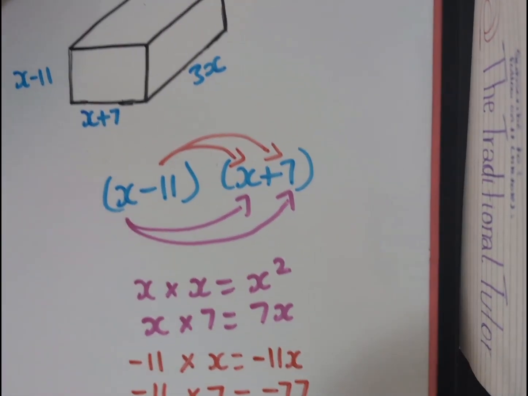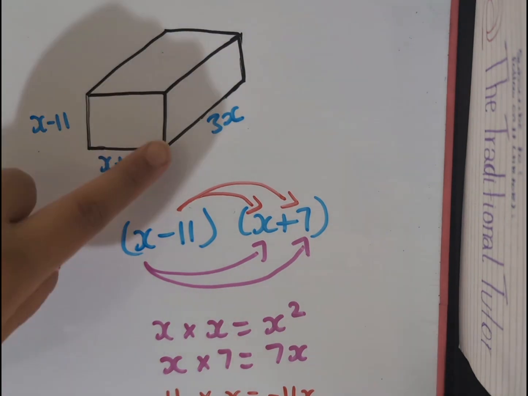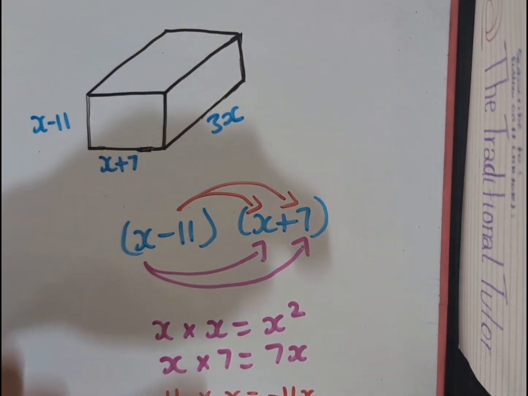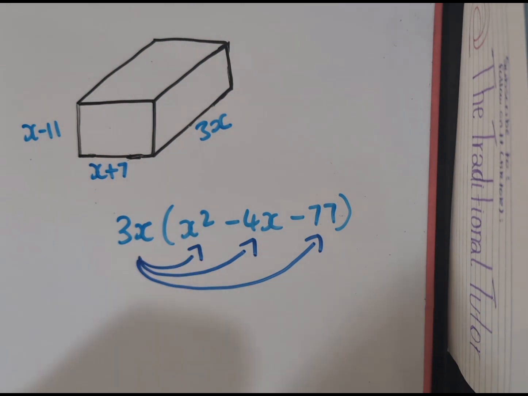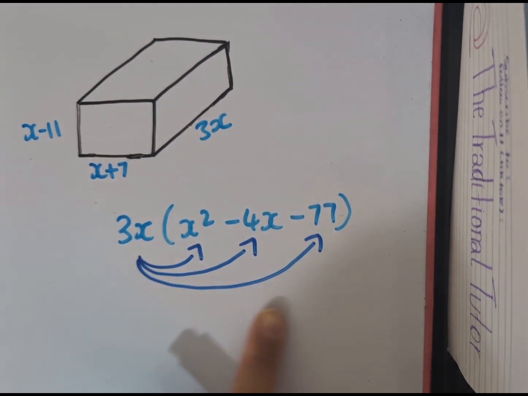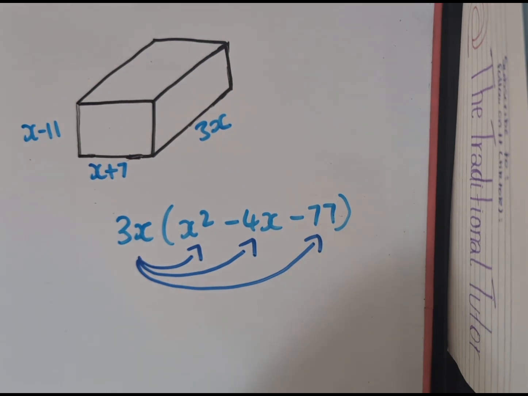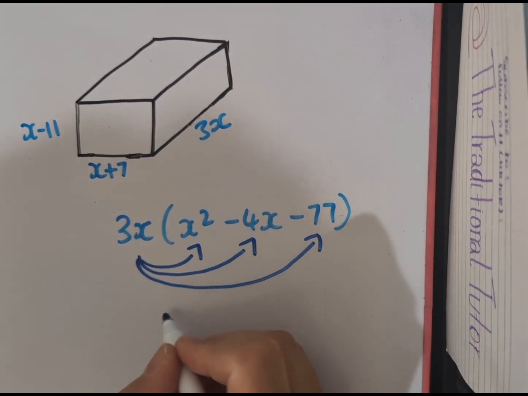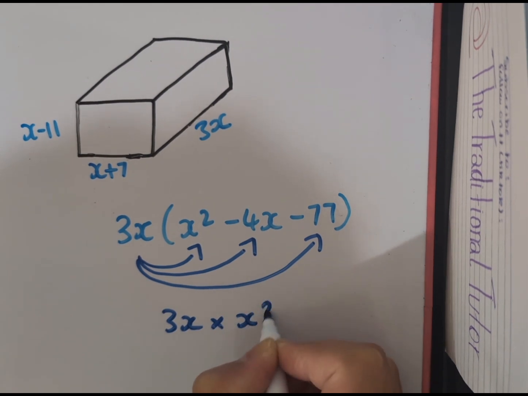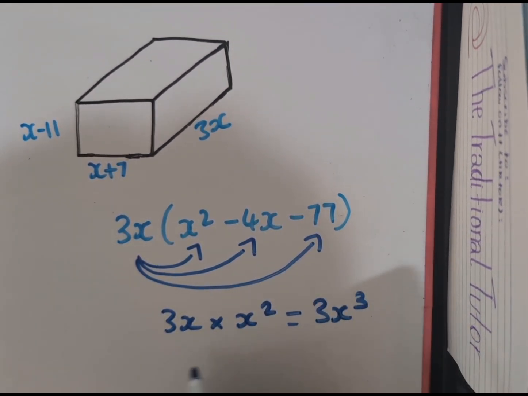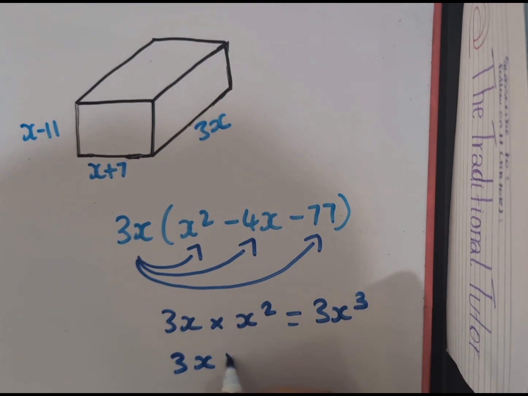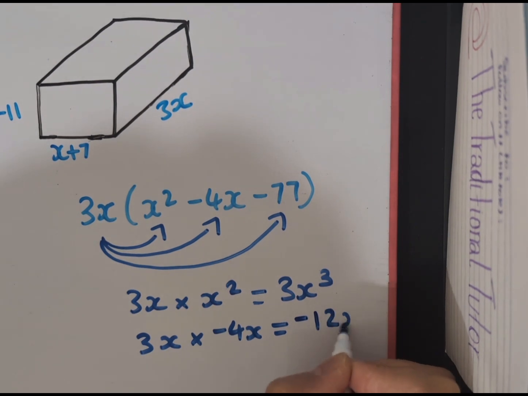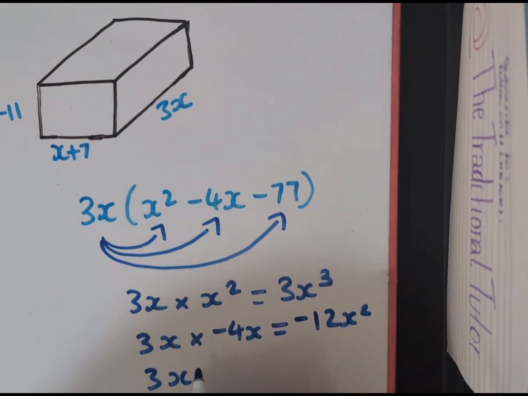And now what I need to do to work out the volume is multiply my area by my length of my cuboid, which is 3x. So for the last bit, I just have to multiply 3x by everything inside my bracket. This is just like expanding a single bracket, which again is in my prior video on my channel if you want to go ahead and check that out. So 3x times by x squared gives me 3x cubed, and then 3x times by negative 4x gives me negative 12x squared.